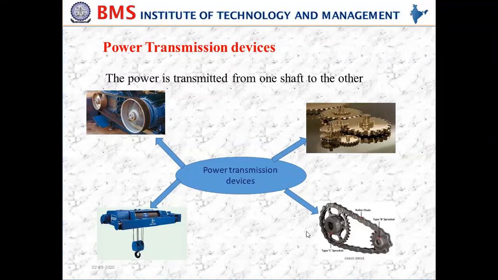If you look at the chain drive, this is the shaft where you mount this particular wheel, and this is where you mount the one more shaft. The distance between these two shafts is a medium distance. So for intermediate distances, we use the chain drives. For transmitting power between the farthest shafts, we use the belt drives. When the distance is very small, then we use the gear drives.